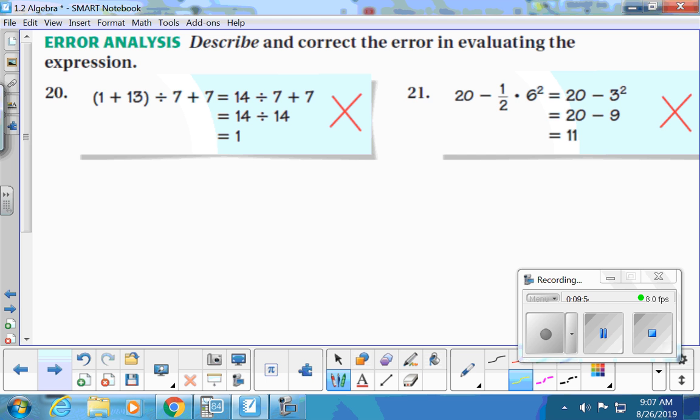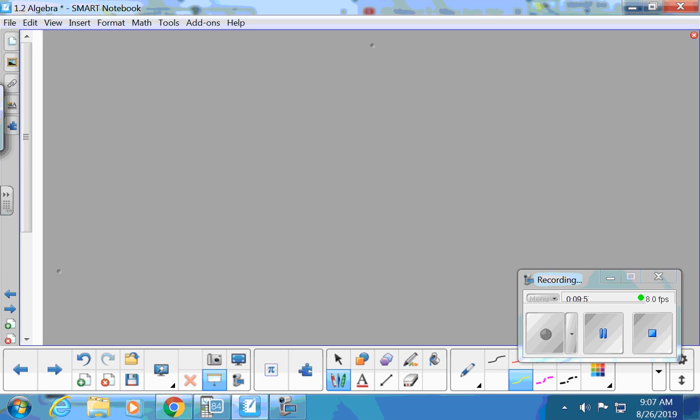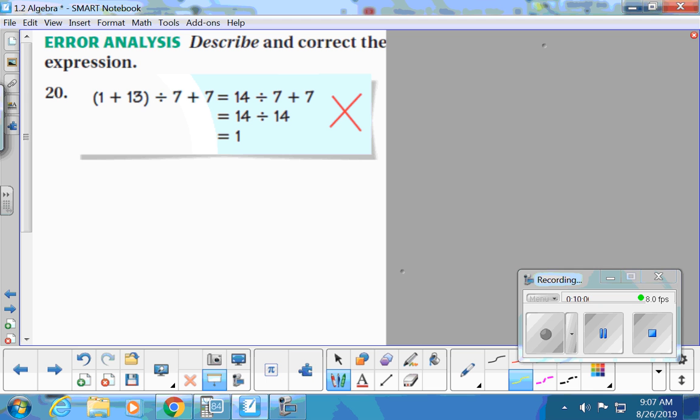Same exact thing. Describe and correct the error. Let me just show you one at a time. Take a peek at that. I'll give you like 20 seconds or so to look at that closely and see if you can find where the mistake was. I see it. Don't blurt it. Just raise your hand when you spot the error. Keep looking for it if you haven't seen it yet.